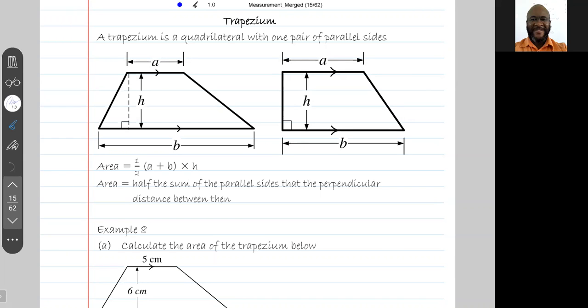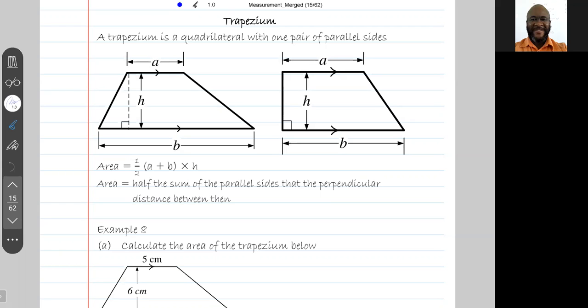All right. So the diagram is showing you what a trapezium could look like. Both the diagram on the left and the diagram on the right are trapeziums, trapezoids, whatever. So each is a trapezium.